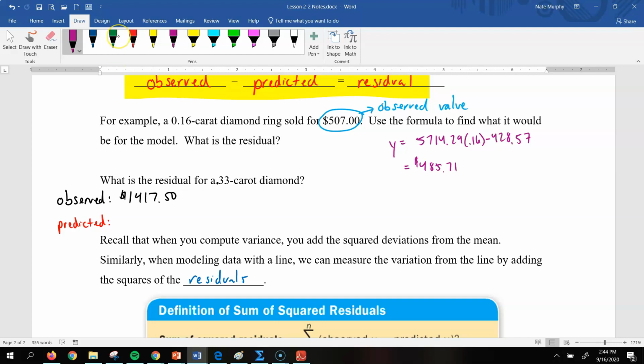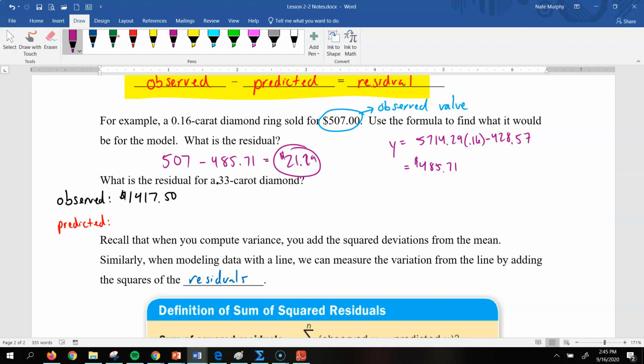So remember, to find the residual, we take the observed, what actually happened, minus the predicted, the $485.71, and find that difference. When you do that, we get a positive $21.29. That means it sold for about $21 more than what we expected, is how we can interpret that.